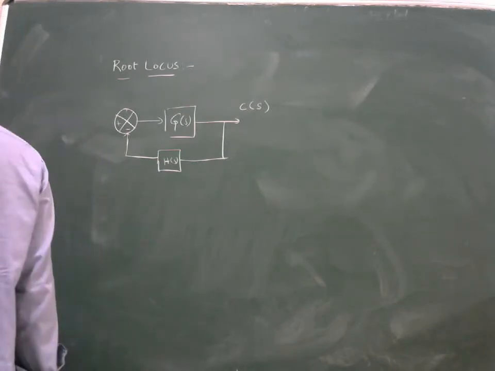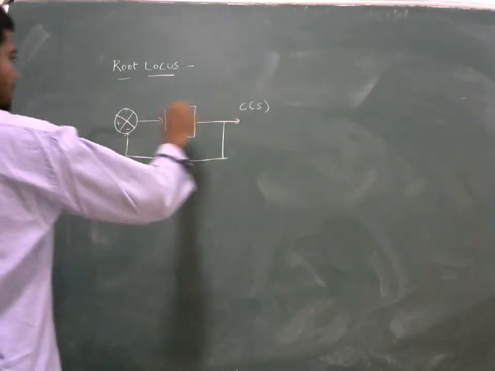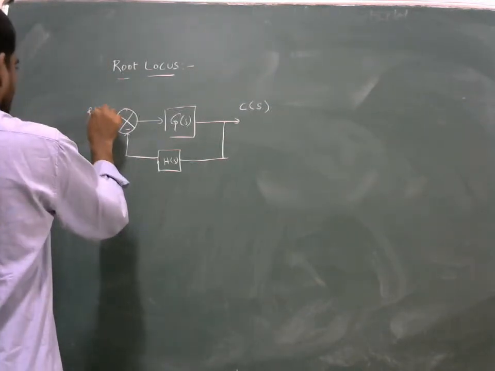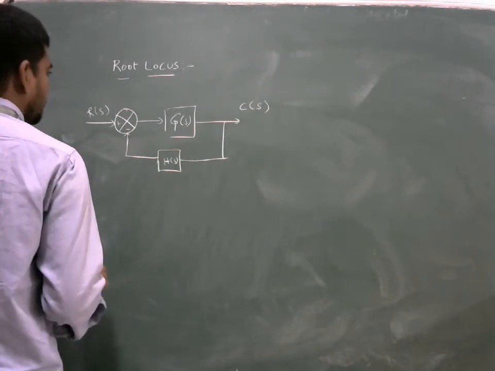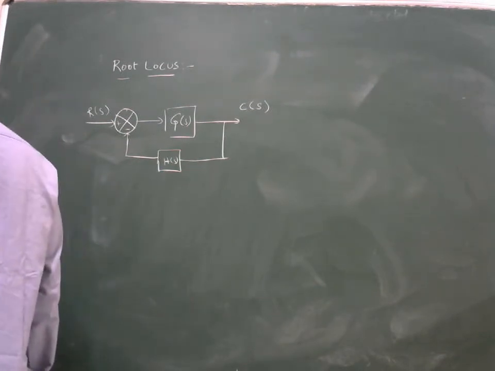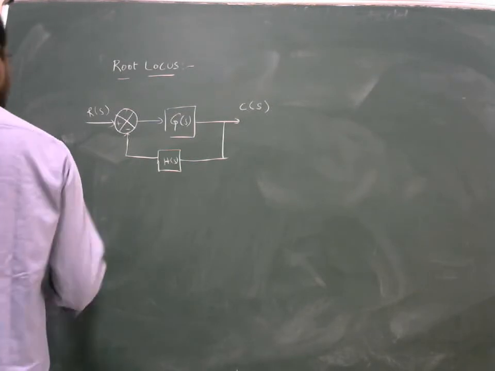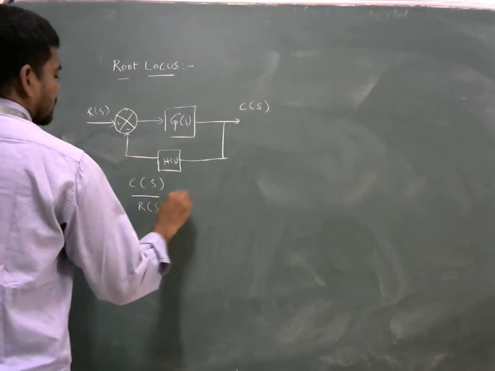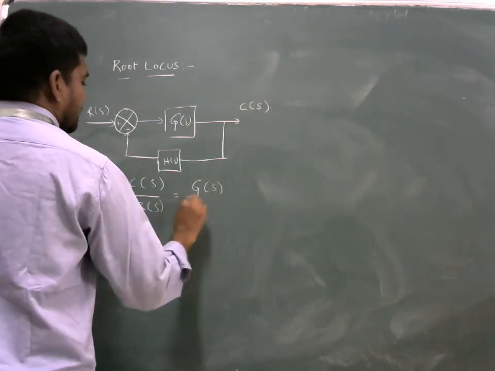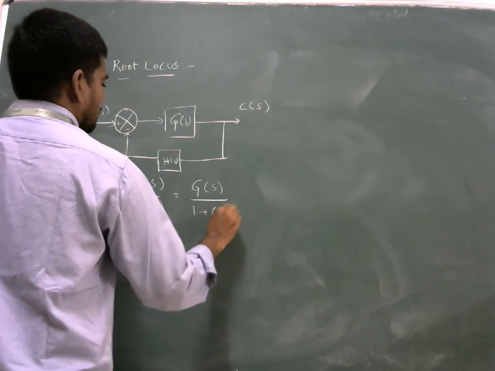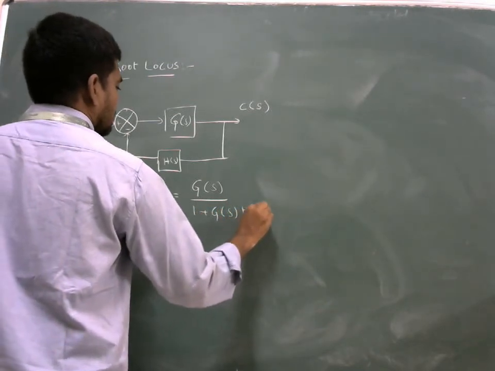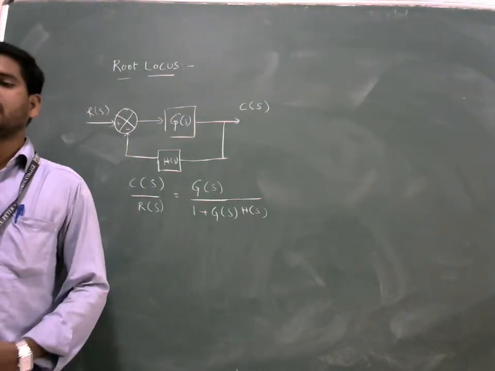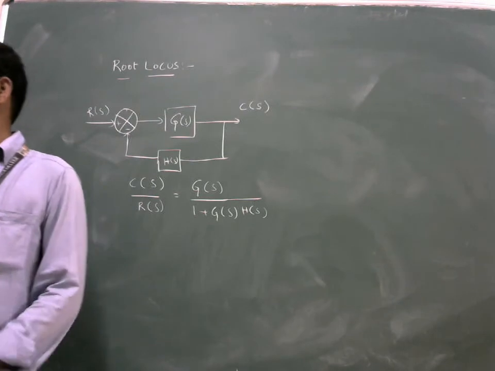Now what is the closed loop transfer function for this? This is a feedback closed loop transfer function. Which type of feedback? A negative feedback system. For the negative feedback system, what transfer function are we going to get? C of S by R of S is equal to G of S divided by 1 plus G of S into H of S.